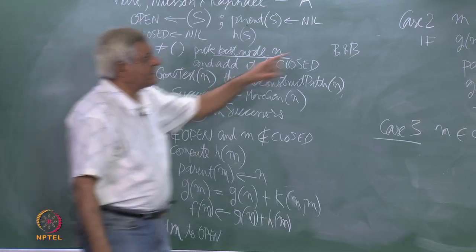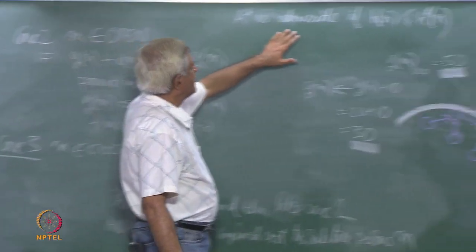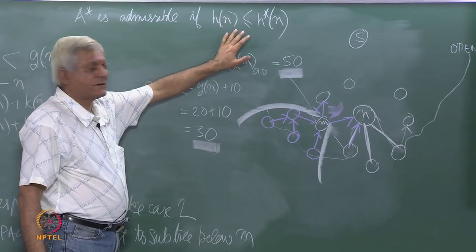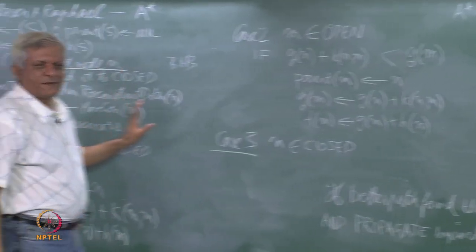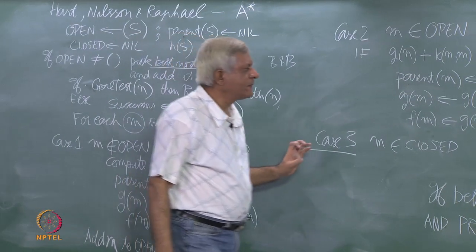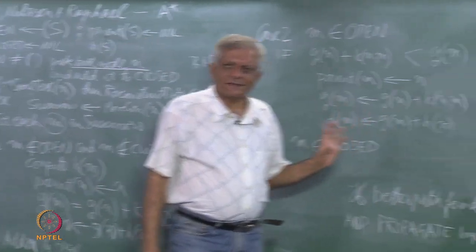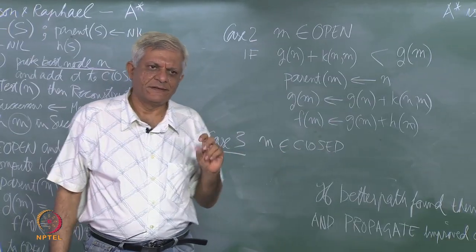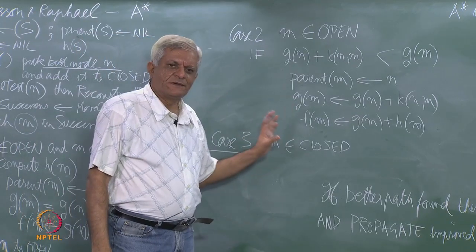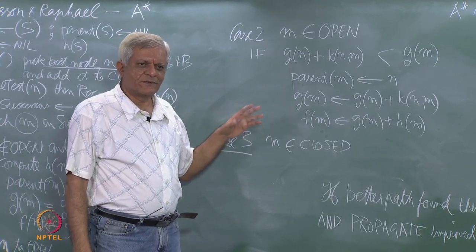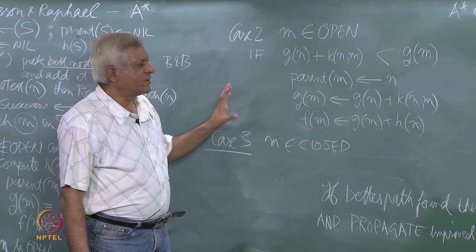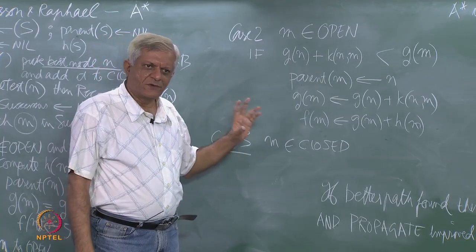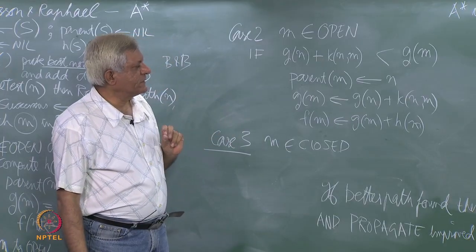So, under the conditions when the heuristic function underestimates the cost to the goal, this algorithm is called A star and it is admissible essentially. In the next class when we meet, we will prove that it is admissible. So, this is one of the few cases where we will give a formal proof of admissibility, because A star is a very well known and often used algorithm.